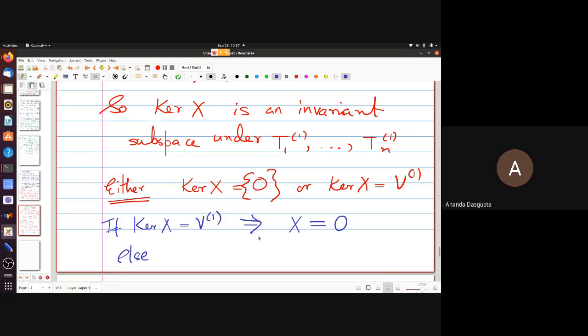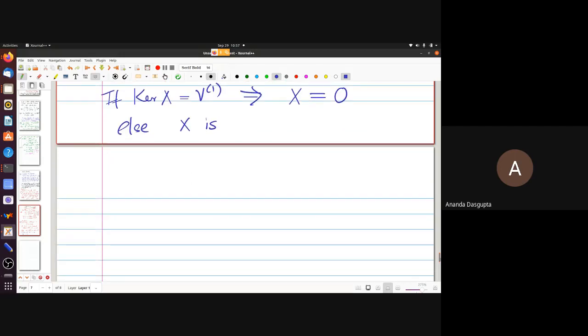Else, okay, if not, what does it say about X? Either this, or Ker X is the null vector alone, a singleton set. What does it tell you about X? If the kernel of a map is the null vector alone, what does it tell you about that map? If the kernel of a linear map is the null vector alone. Yeah, invertible. What does it say? Is it one-one or invertible?